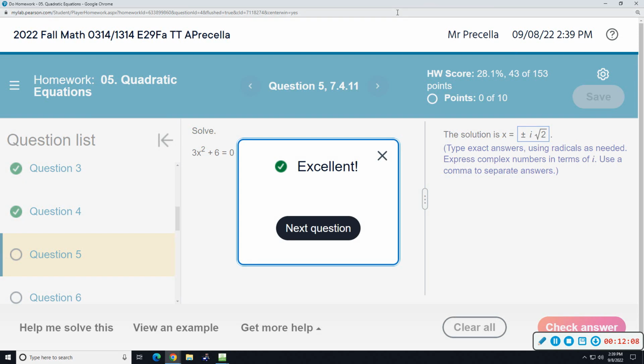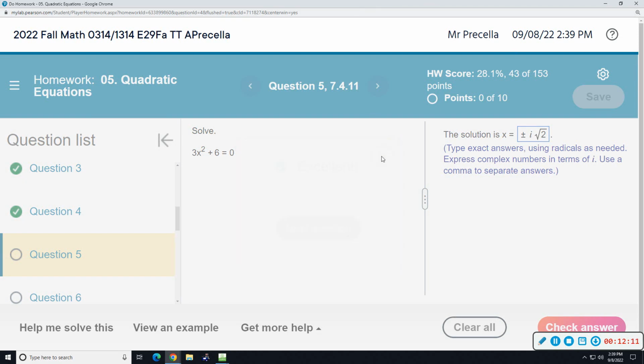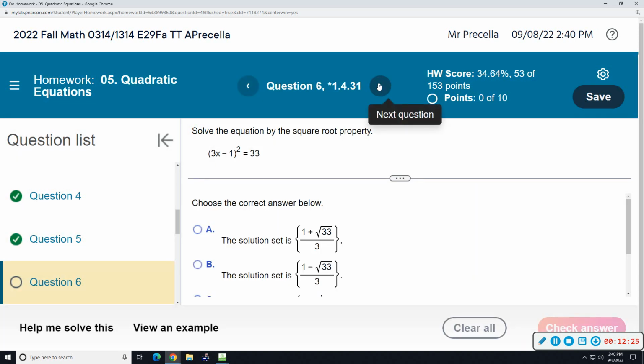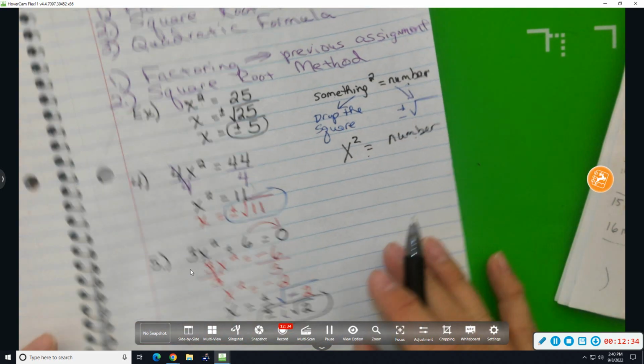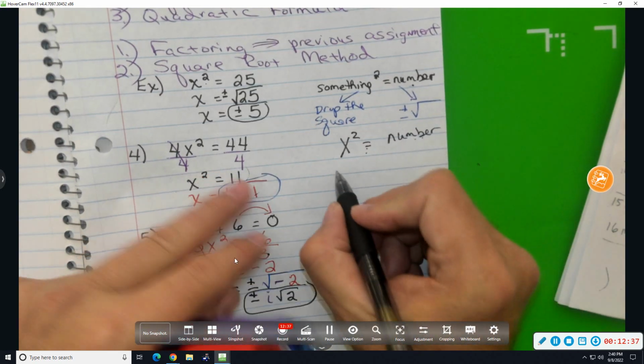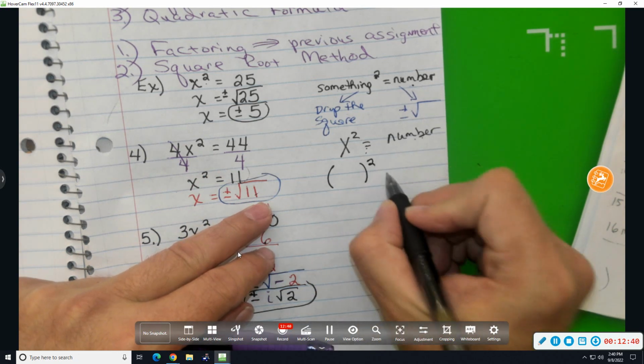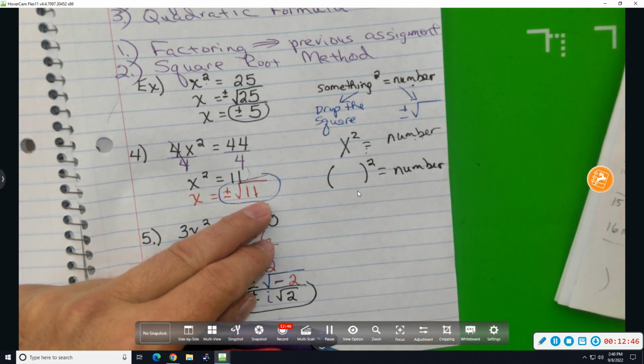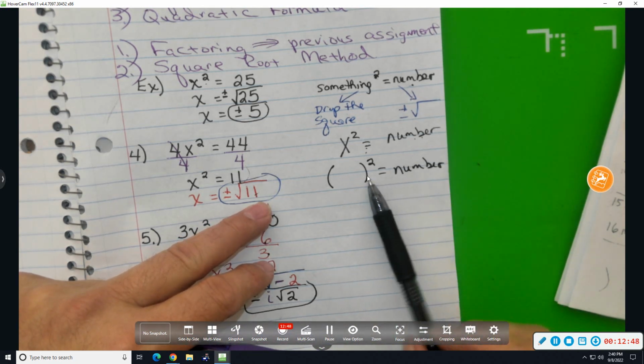Now, any more questions there? You have to be able to get the equation in the form something squared equals a number. If you can't get it into that form, then you can't use the square root method. Here are the two things you want: either x squared equals a number, or parentheses squared equals a number. Then you can do the square root method.